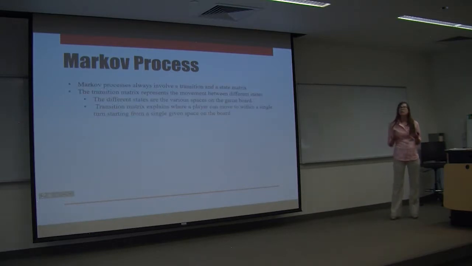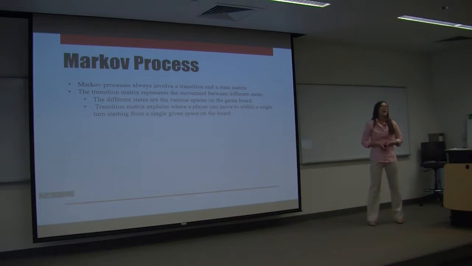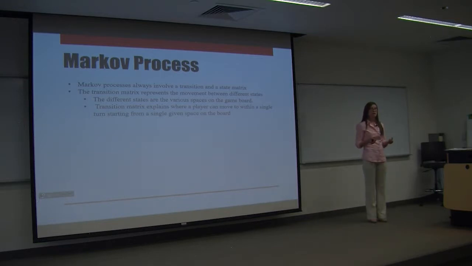So a Markov process always involves what's known as a transition and a state matrix. A transition matrix represents the movement between the different states. So for my project's purposes, the different states represent the various spaces that a player could land on the game board. So then the transition matrix explains where a player can move to within a single turn, starting from a single given space on the board. So to make more sense of this, if we're working with my transition matrix that I developed for my Monopoly game board, and we're working on the row that represents starting at the go space, what that row would contain is all of the possible spaces that you could land on, given the fact that you started from go.